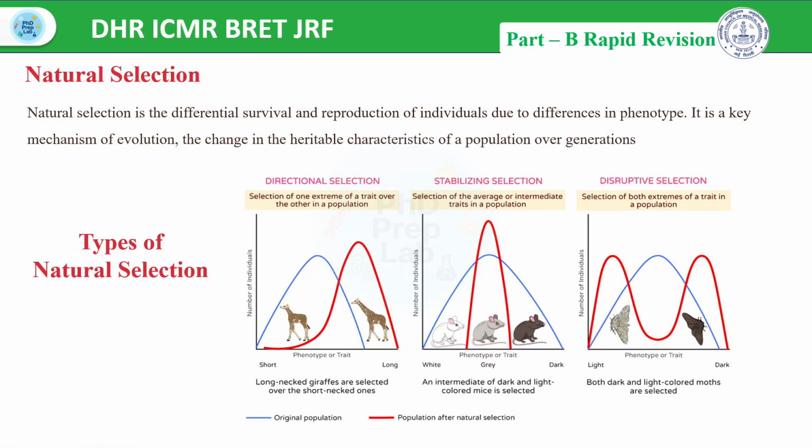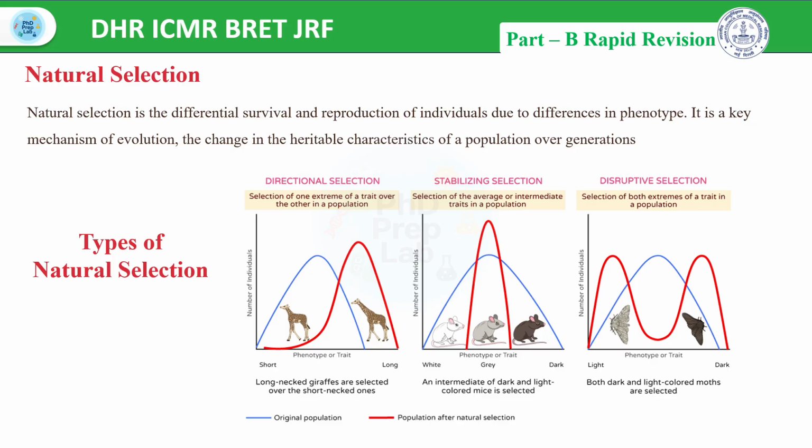Now, moving ahead, we have natural selection. So natural selection means the survival of the fittest, given by Darwin, a very, very famous theory that he gave. It is the survival and reproduction, not only survival, but also the reproduction of individuals due to differences in phenotype. The example of the moth that I gave you, due to industrial melanism, is a very famous example, and it is the key mechanism of evolution. The change is heritable, and it is accumulated in the population over generations.